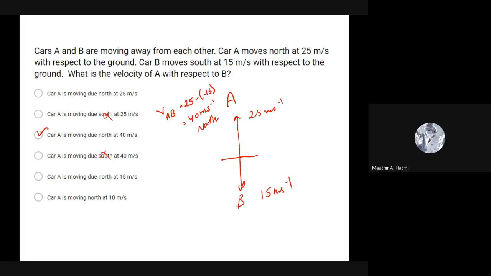Your car A is going up at 25, your car B is going down at 15. If I am sitting in car B, what do I see the speed of car A being? Car A is already going at 25 meters per second up, and I am going 15 meters per second down, away from it. So in total, for each second that passes, car A will be 40 meters per second further north than I am.